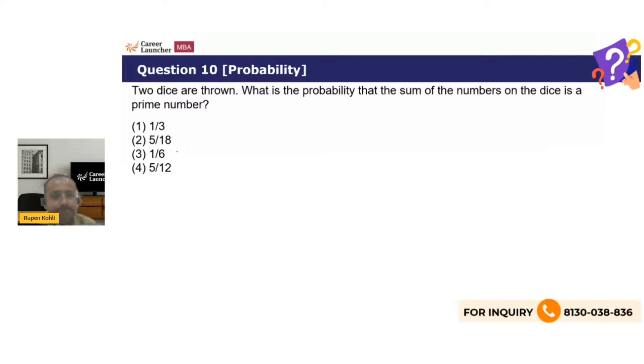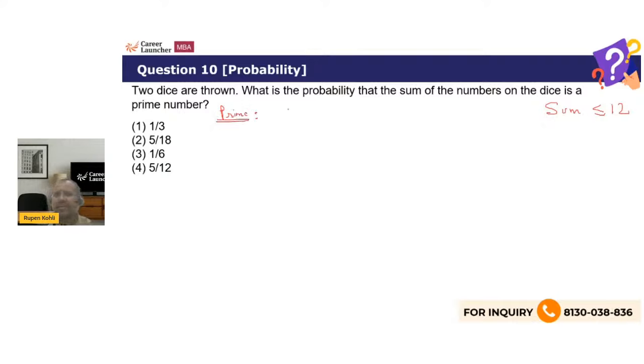ओके निधि, कुछ काउंटिंग में मिस्टेक हो गई है शायद निधि. Let's check. Okay, two dice are thrown, so the sum cannot exceed 12, right? 6 and 6, मैक्सिमम से मैक्सिमम कितना आ सकता है? 12 तक ही आ सकता है. So what are the prime numbers in this range that we can get?